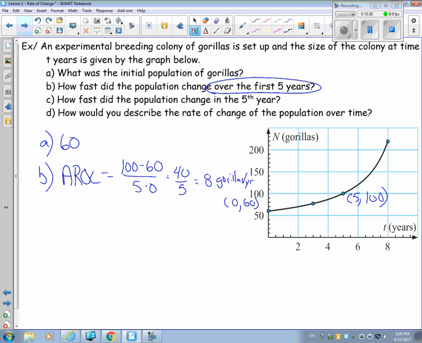How fast does the population change in the 5th year? Okay, keywords, in the 5th. That's an IROC question. So we're going to put a line on our graph at 5 that just touches, a tangent. And we're going to have to do some estimation. That's kind of crooked there. I have to fix that. That's a little bit better. I'm hoping you guys will use your rulers.